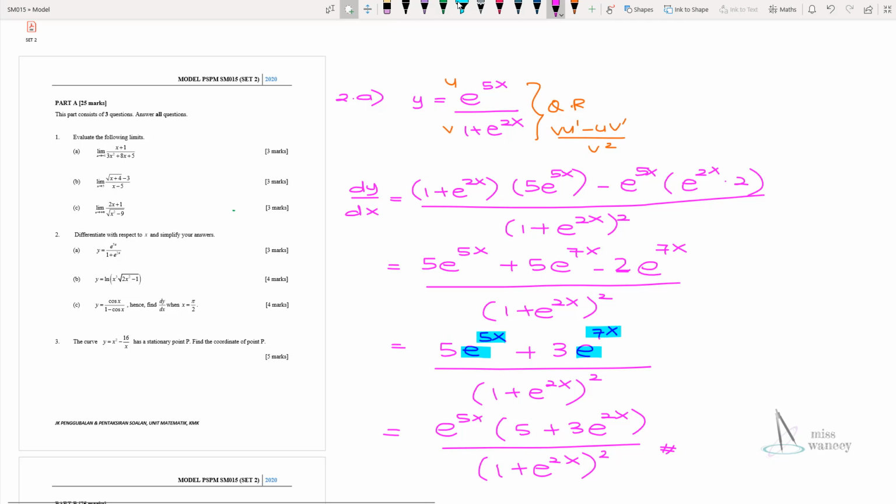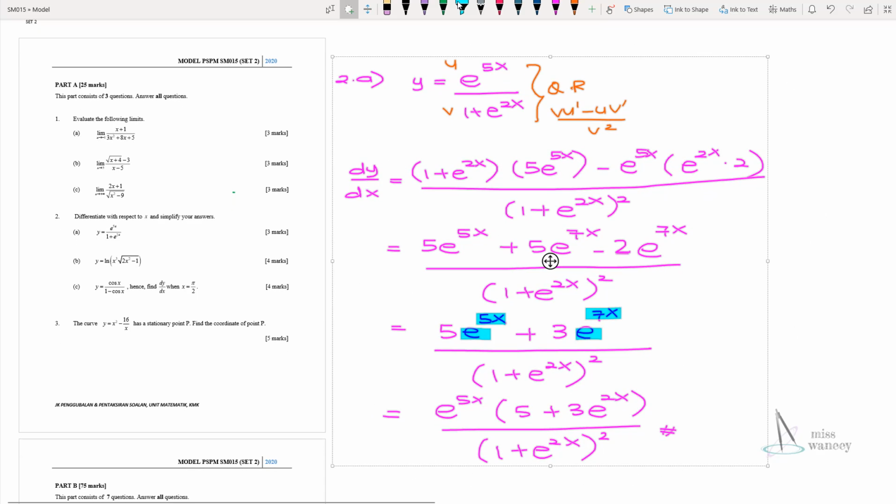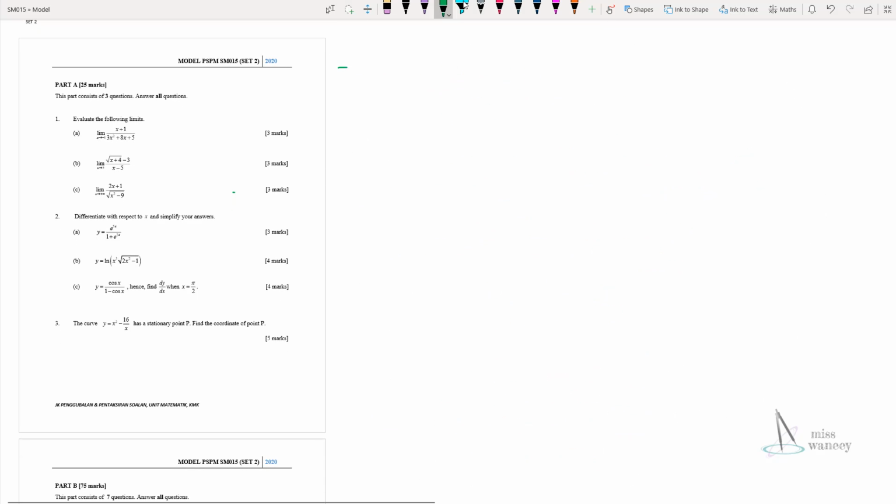Okay, so done with question number 2a. So let us proceed to B. Okay, so number 2b, I have y equal to ln of x cubed together with the square root of 2x squared minus 1. Okay, so we're gonna use the formula for this first.